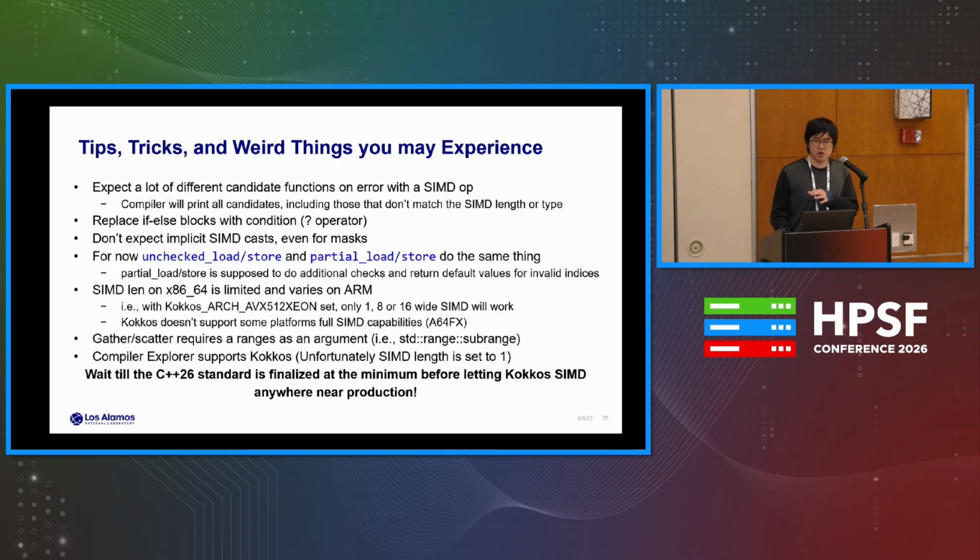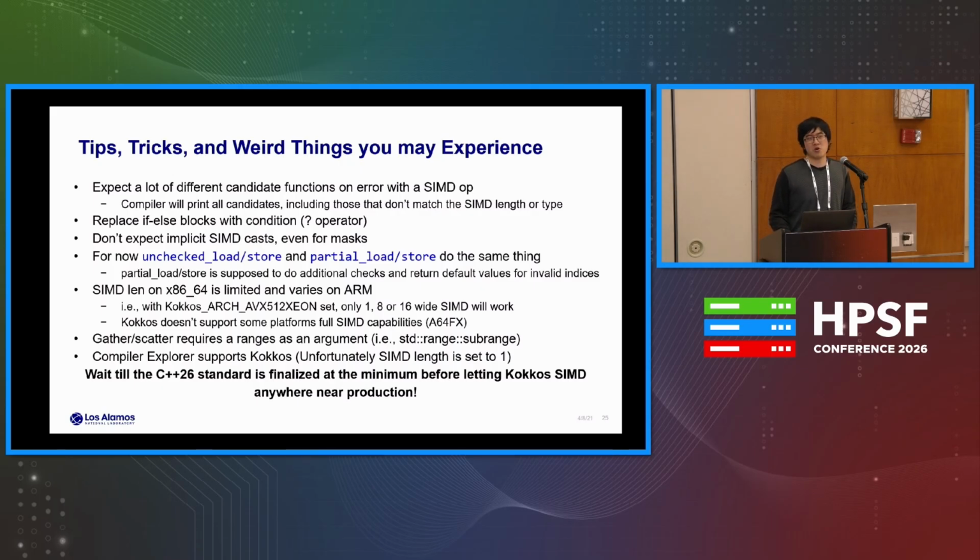There's a few weird things involving the SIMD lengths in Kokkos SIMD. One thing that stood out when I was using it is that gather scatter closely follows the C++26 standard, which means it accepts only ranges rather than raw pointers, whereas everything else you just supply a raw pointer. It's easy to work around. It's just something you need to be aware of. It just kind of sticks out.